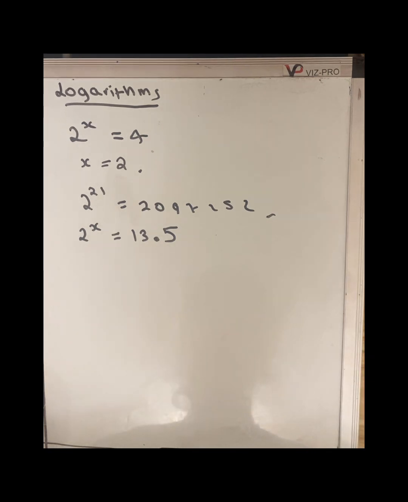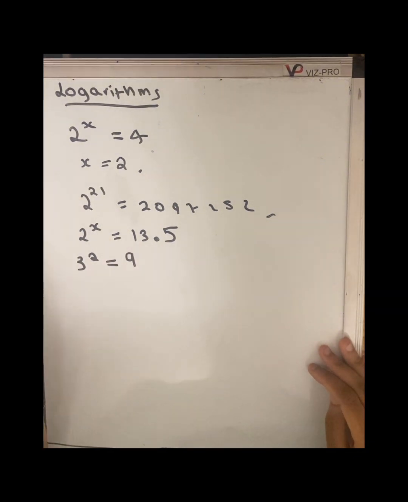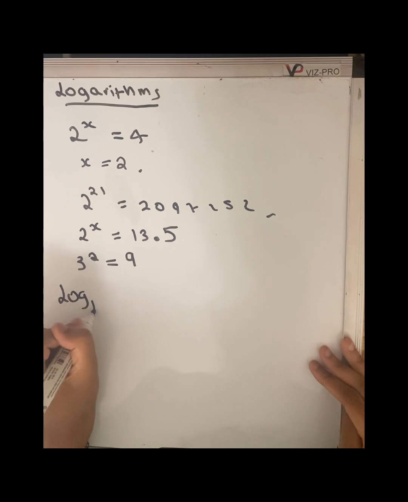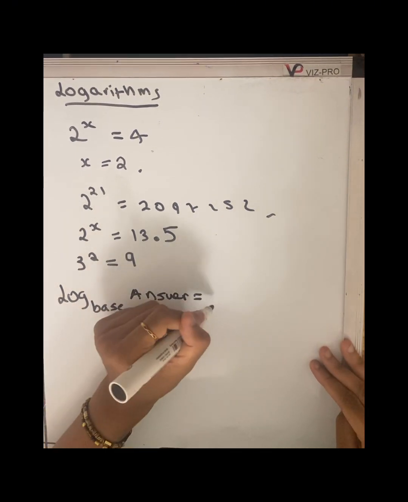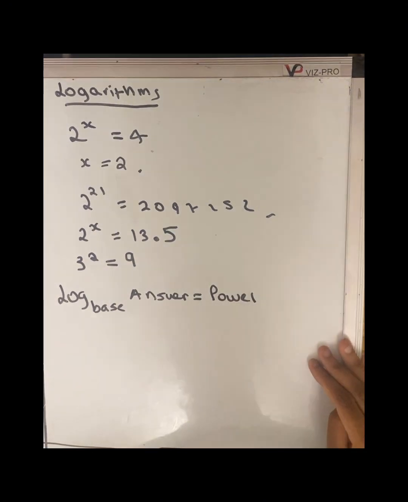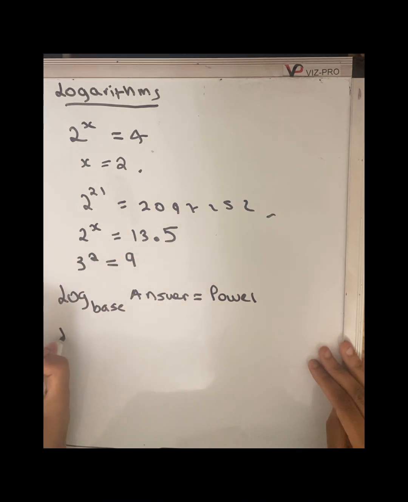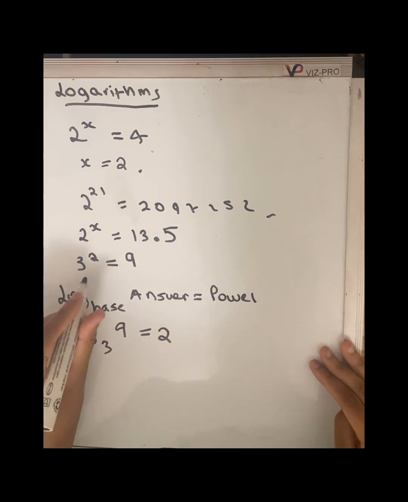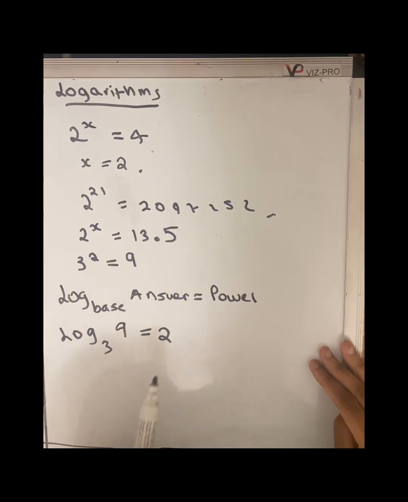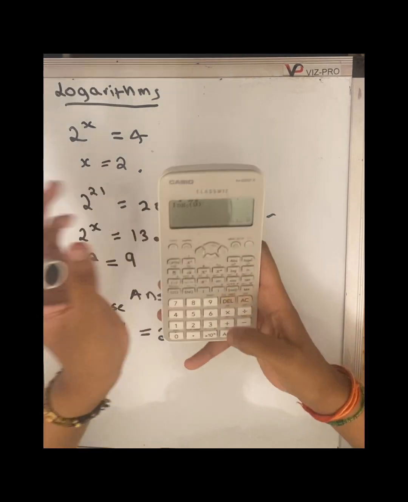So the notation of logarithms, and we'll use a simpler example. Let's say 3 squared equals 9. That is log base, answer, equals power. So log base answer equals power. In this example, it would be log base 3 of 9 equals 2, because 3 is the base, 9 is the answer, and the power equals 2. If I put log base 3 of 9 into the calculator, we get 2.